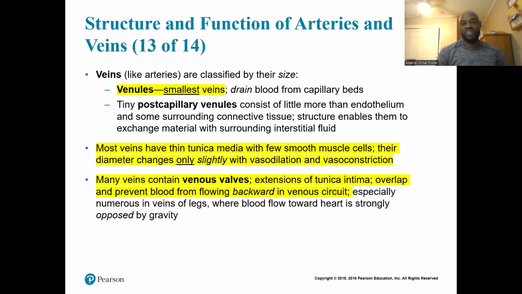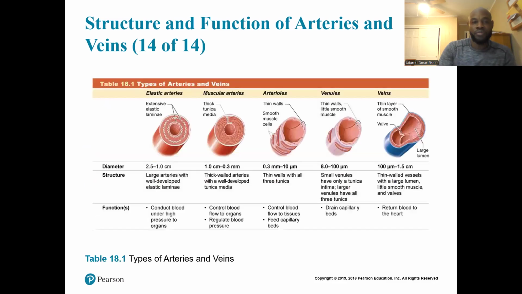Veins, like arteries, are classified by their size. You have the venules, the smallest veins, which drain blood from the capillary beds. And then they get bigger. Most veins have a thin tunica media, without that strong smooth muscle layer. They can only vasodilate or vasoconstrict slightly. And many veins have valves. Because they don't have that well-developed tunica media, when you want blood to flow back to the heart, you don't want it to go backwards. So you have valves that can shut off along the way and prevent the blood from going backwards.